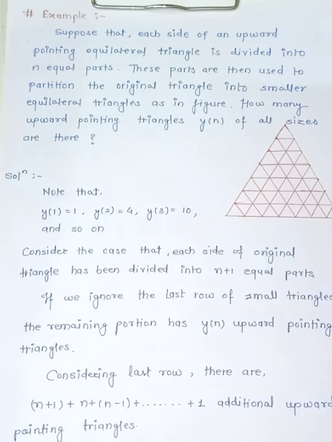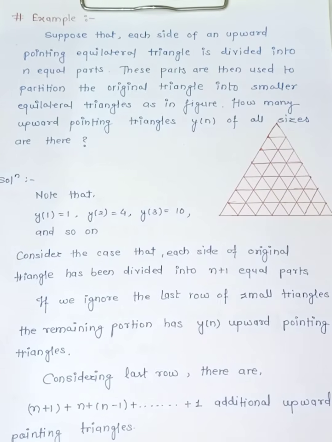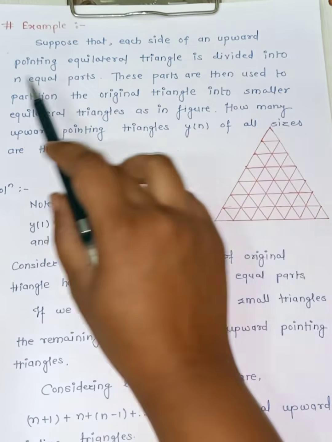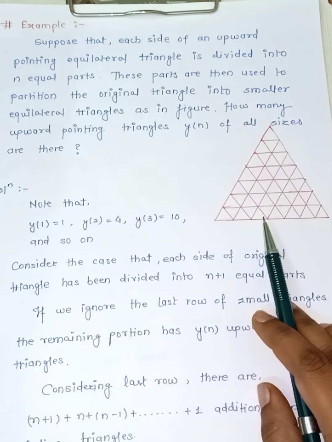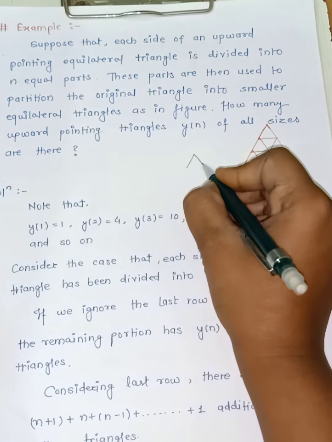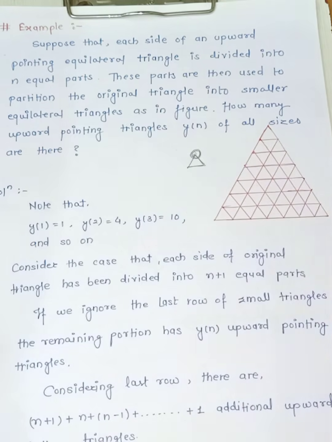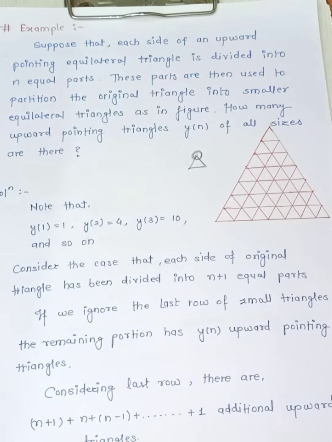The next example is: suppose that each side of an upward pointing equilateral triangle is divided into n equal parts. So we are given an equilateral triangle, and we have to count the number of upward pointing triangles. If this is the equilateral triangle, how many upward pointing equilateral triangles are there, we have to find that.